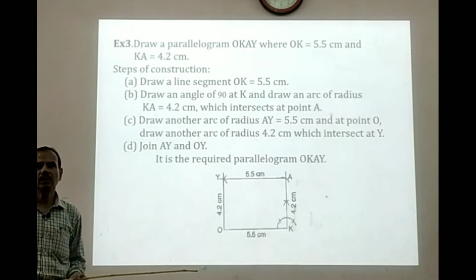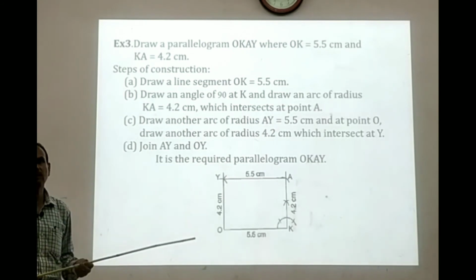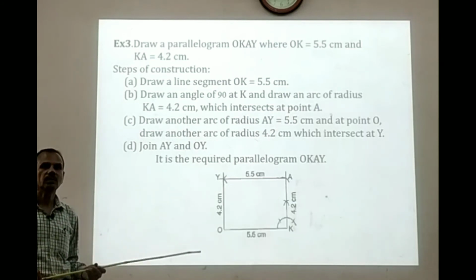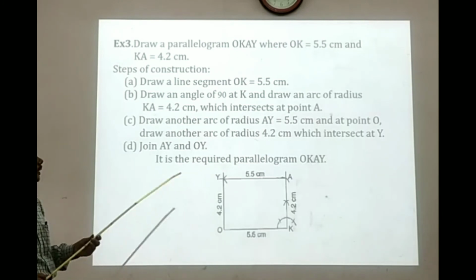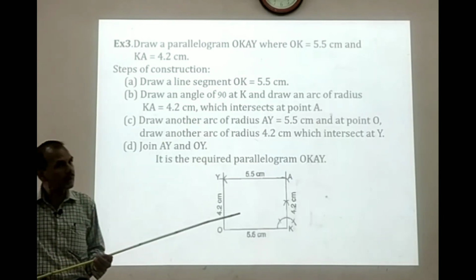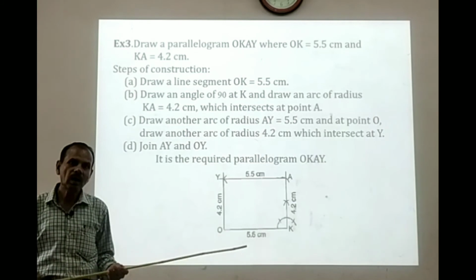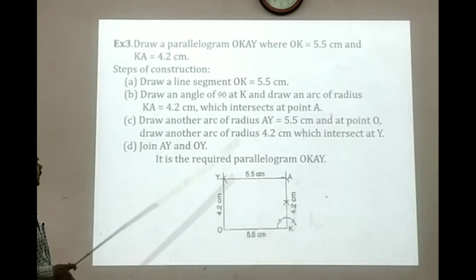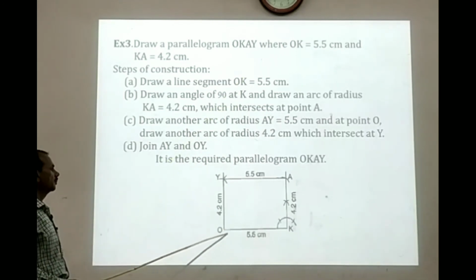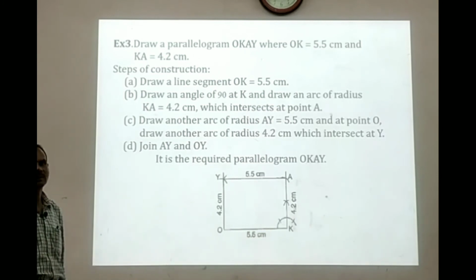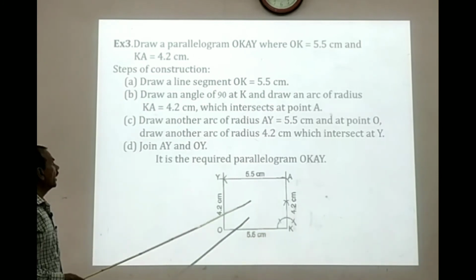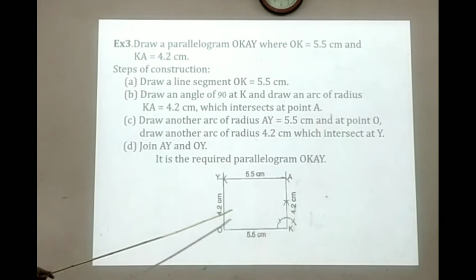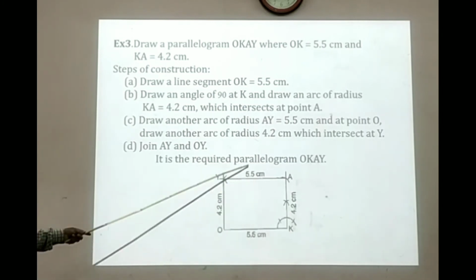I already told you there are 10 elements, and we drop if not given. But here, using these properties, we have to recall what is given and what is not given. Because in a parallelogram, opposite sides are equal and opposite angles are equal. Using these properties, you have to complete this construction. First draw OK, 5.5 centimeter. Then the angle is not given here, only KA is given, 4.2 centimeter. Opposite sides are equal.